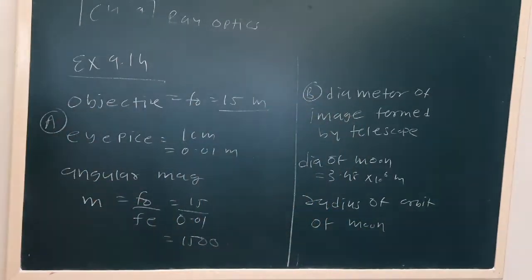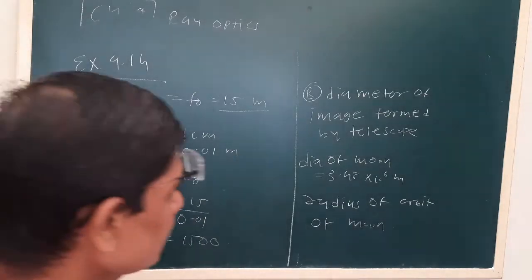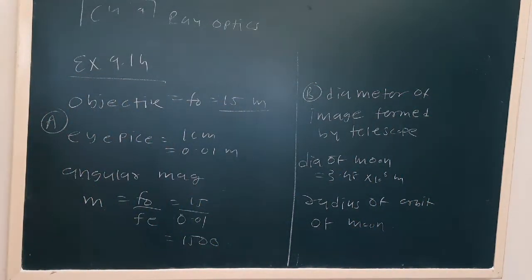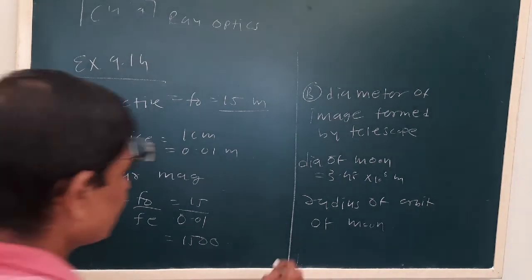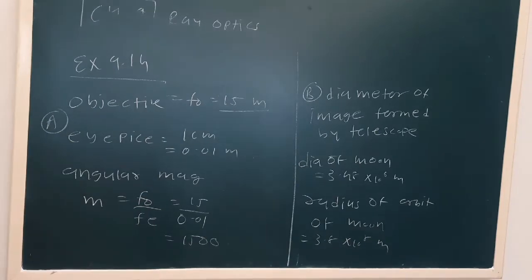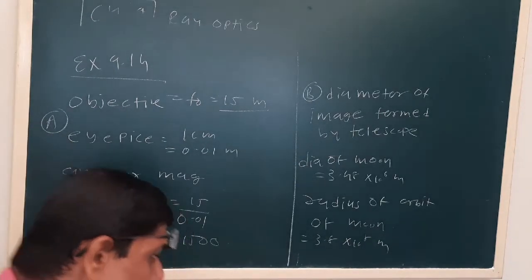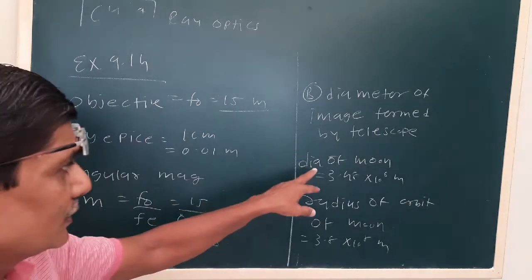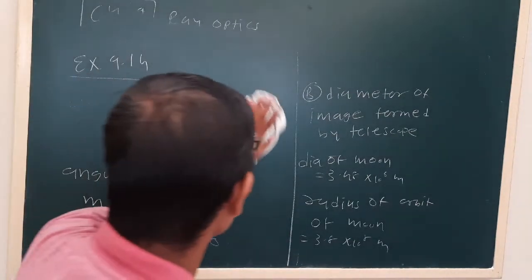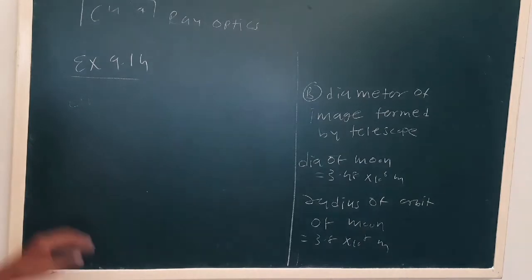As we know, the moon revolves around the earth and we are observing the moon from the earth, so we should know about the radius of the orbit. That is also given as 3.8. Now here we have to obtain the diameter of the image of the moon by using this telescope.